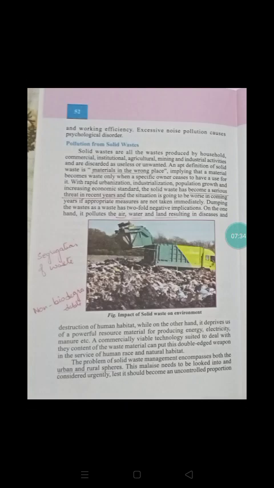The last one is solid waste pollution. We can see in our nearby places that a lot of solid waste is dumped, and actually solid waste should be properly segregated before throwing it in the nearby places. All the non-biodegradable and biodegradable material should be segregated before dumping, because non-biodegradable waste takes many years for decomposition.